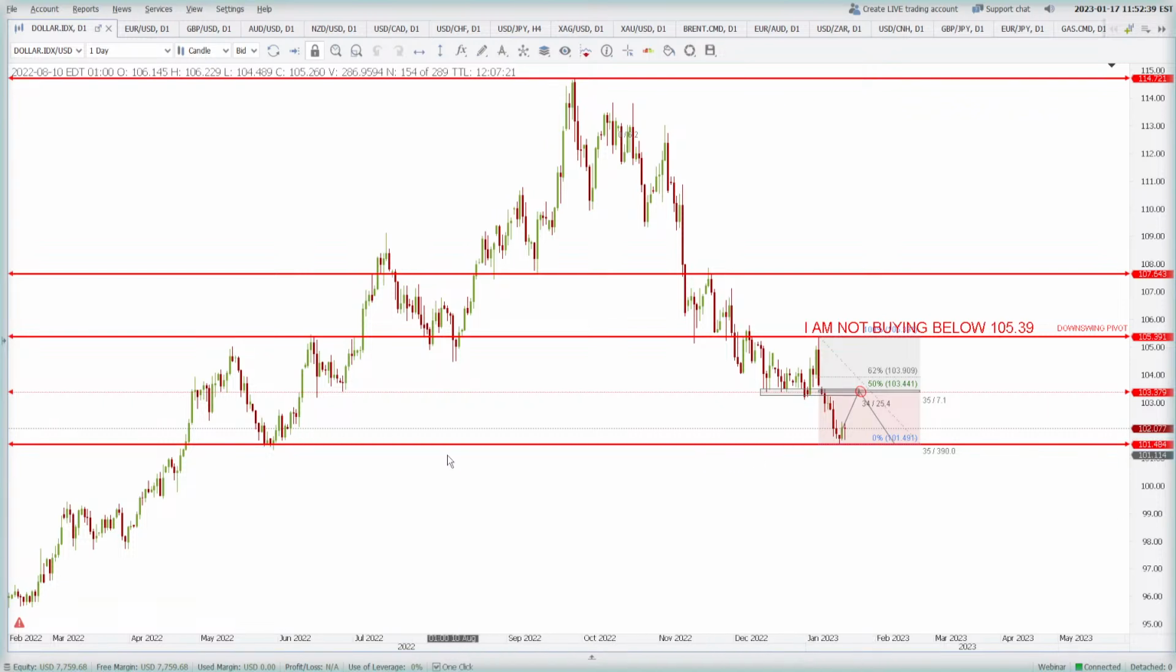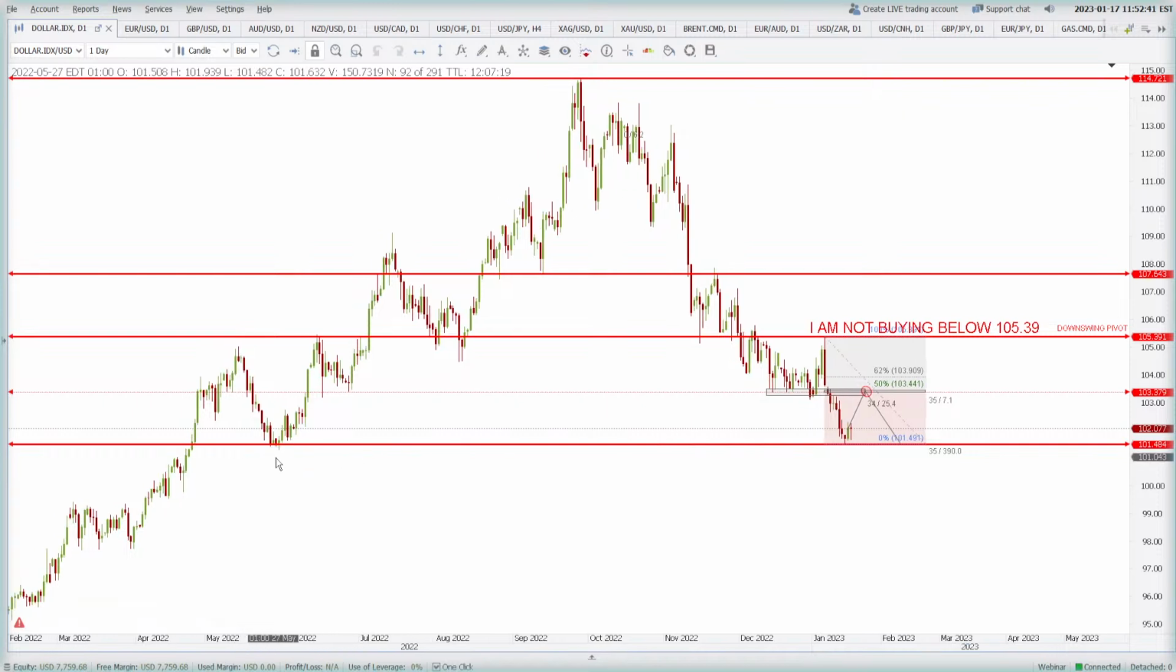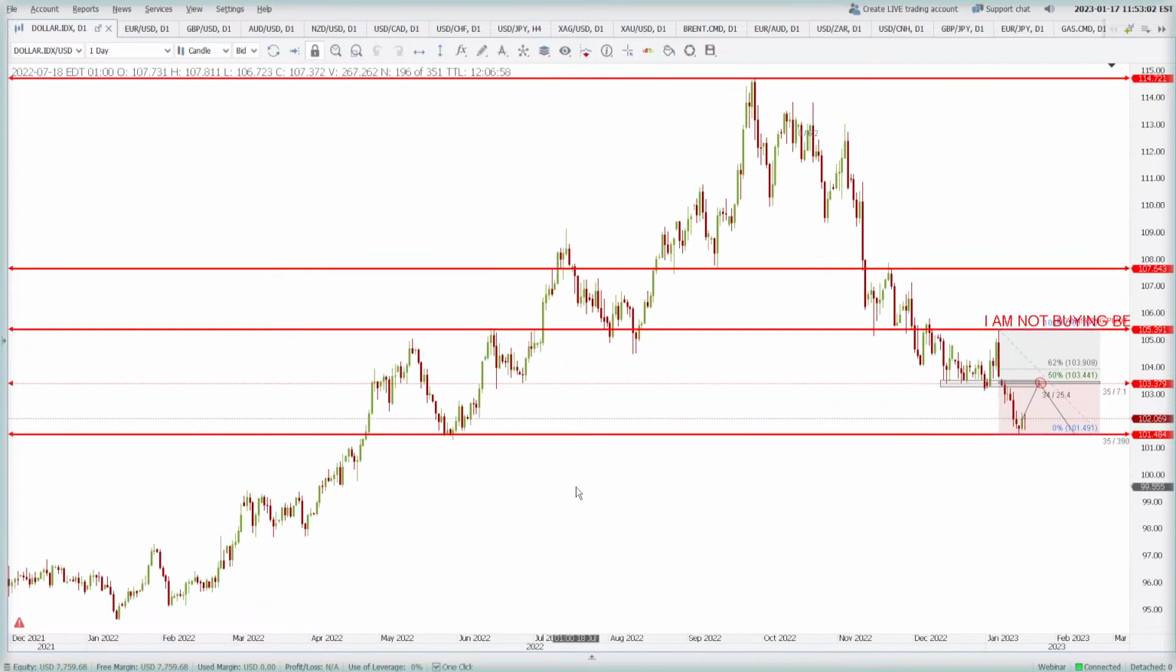When these lows are taken out, all the stop losses below these levels are taken out. These are the stop losses of the buyers, those who are buying here. So if those stop losses are taken out, they become sellers at the market rate. So when they sell, the price goes down in the dustbin, just like that.